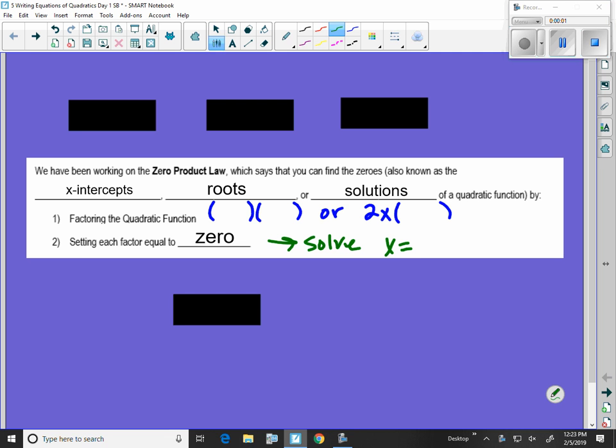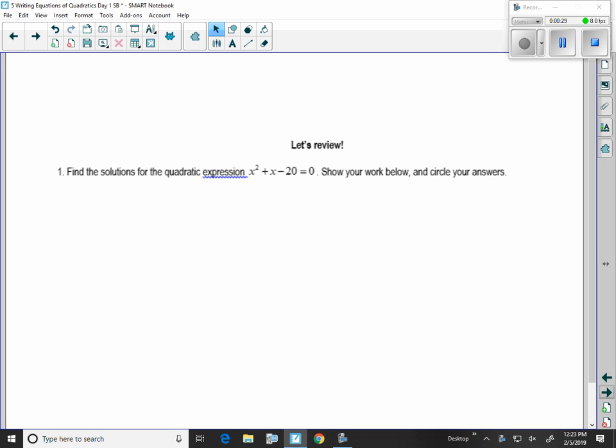Okay? When we have a solution or an x-intercept or a zero or a root, that is when we have solved and we have x equals some number. Do we know the difference between a factor and a solution, an x-intercept, or a root? A factor is in parentheses. Once you solve that for x, then it's a solution.